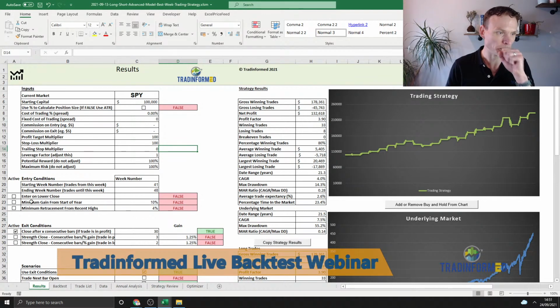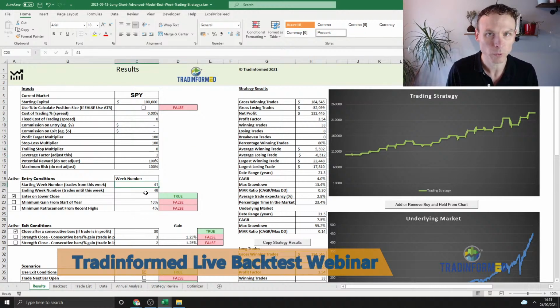So I've identified how we can look at those conditions. Firstly, we can refine the model. All I'm doing is looking at weeks 41 to 48. I've taken the information from the first model and put it into this one. So within this time period, how can we make it work? How can we turn it into a trading strategy?